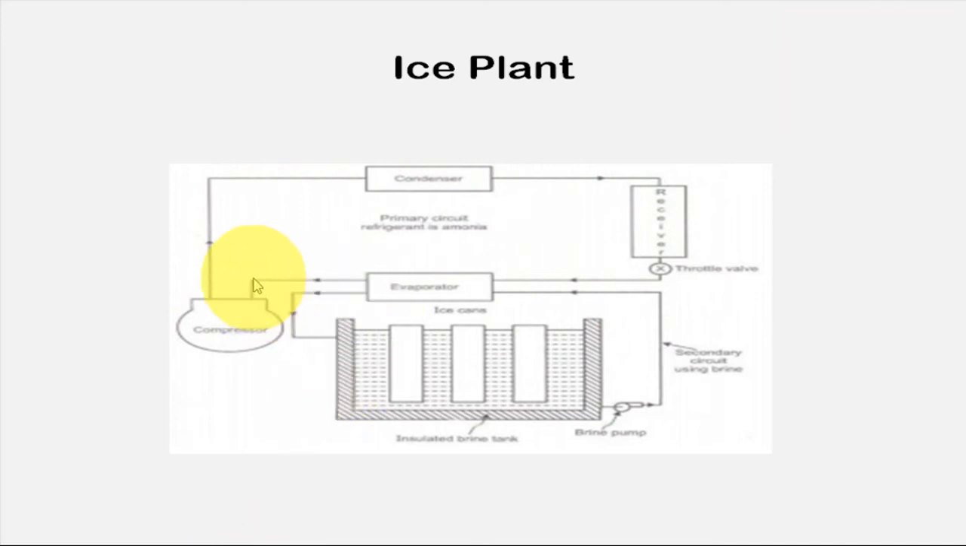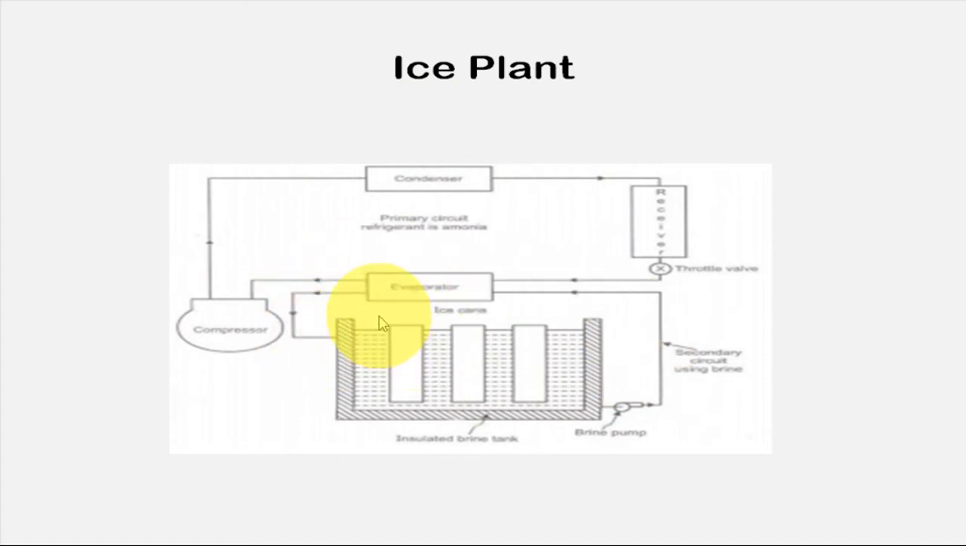Now the refrigerant that flows through the primary circuit we call a primary refrigerant because it will not come in contact with the water. It will not directly absorb the heat from the water from which we have to make ice. While the secondary refrigerant will pass through the secondary circuit.